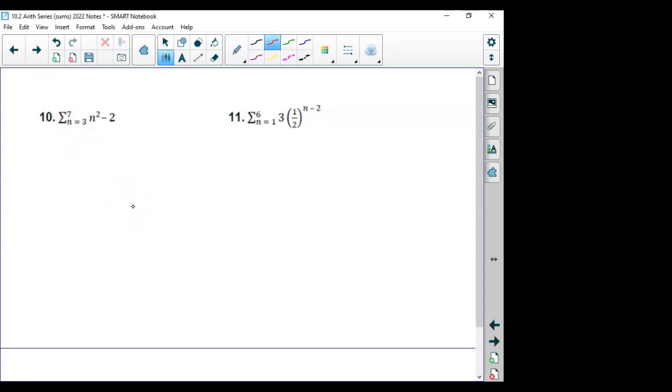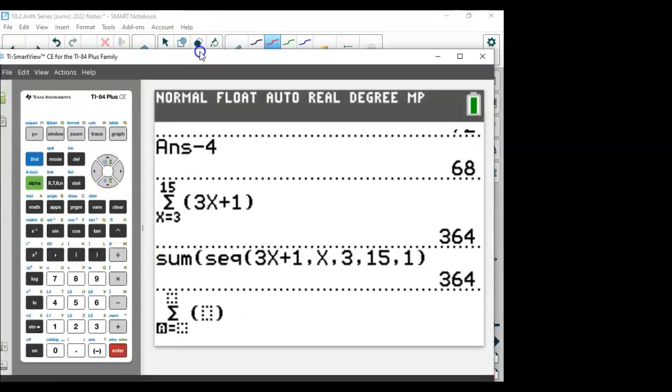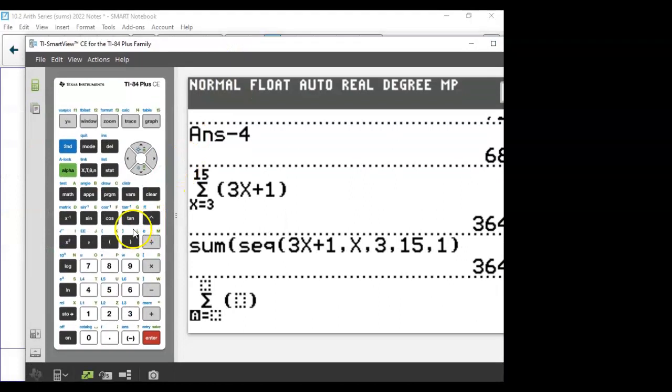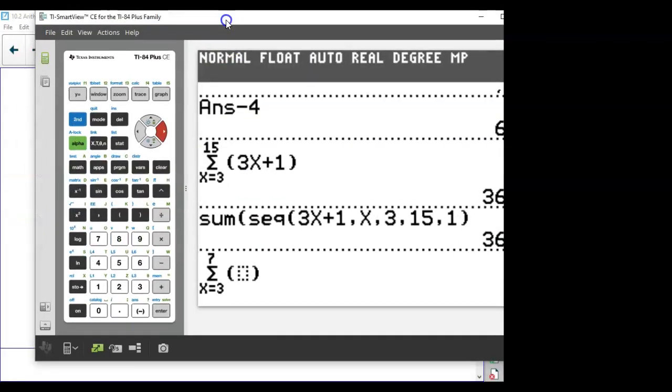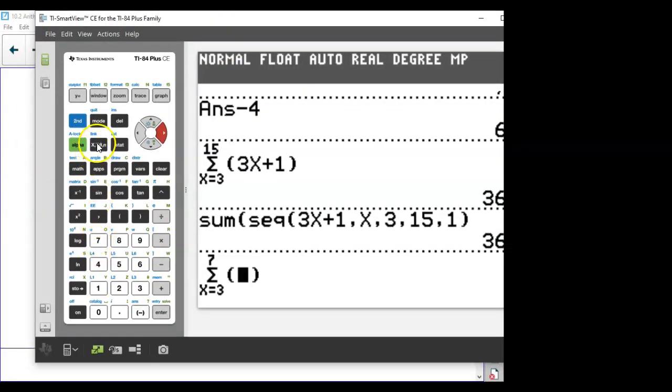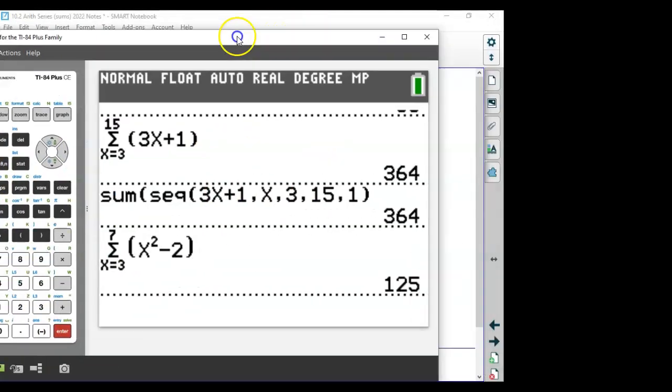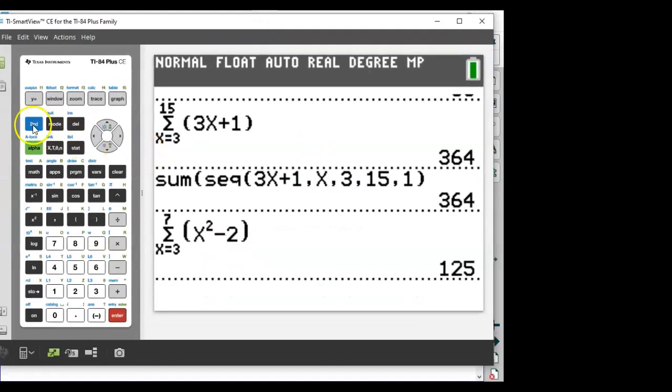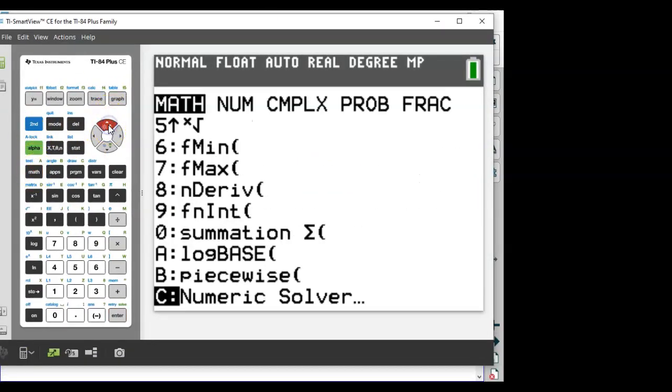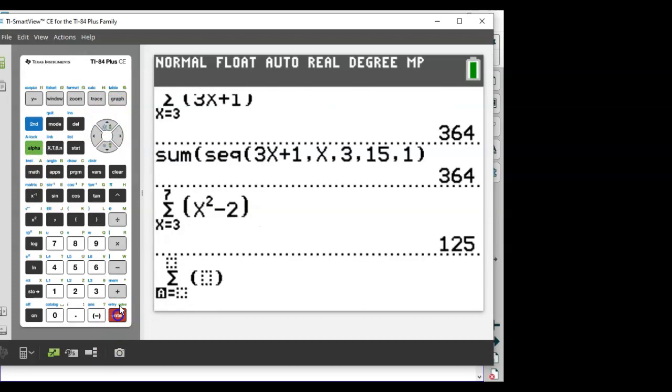11 is weird because it's not arithmetic, and we have to be super careful how we type that one in. This one is 3 through 7. Anybody finish these all already? Okay, let me make sure. This one is n squared minus 2, or x squared minus 2. I got 125. And then math, up arrow, find summation.